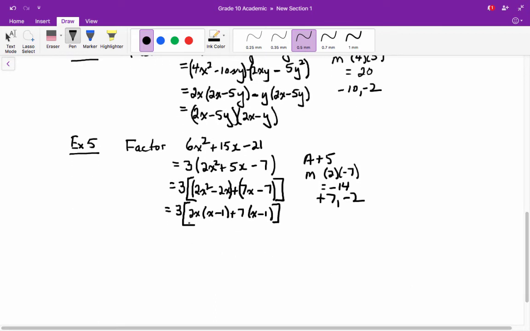So looking here inside the square brackets, x minus 1 is common. So 3, and then you really don't need the square brackets anymore, but we'll get rid of them in the next line. So you get 3, x minus 1, 2x plus 7. That's all for today.